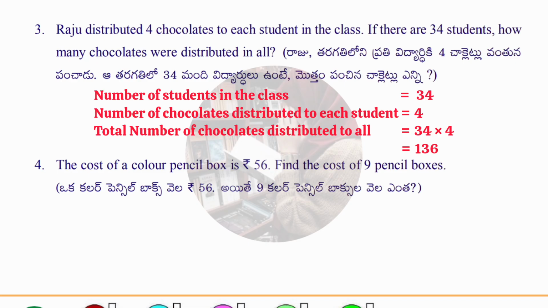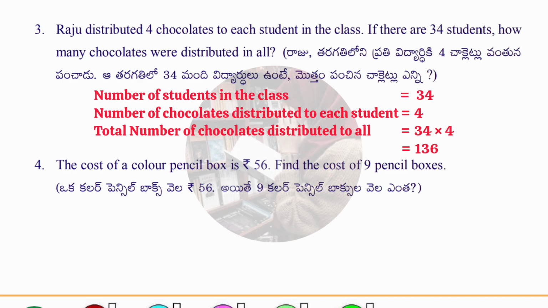How many chocolates did Raju distribute? For each student he distributed 4 chocolates. Write down 4. Then total number of chocolates distributed to all means 34 multiplied by 4. 4 4 16. 1 carry forward. Write down 6. Then 4 3 is 12. 12 plus 1 is 13. So answer is 136. Got it? 136 chocolates he distributed in the class.